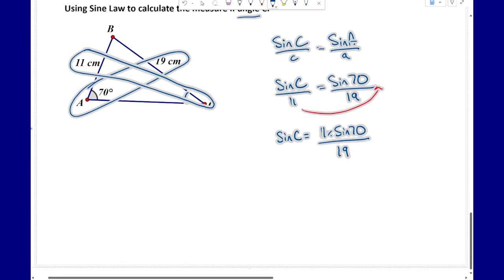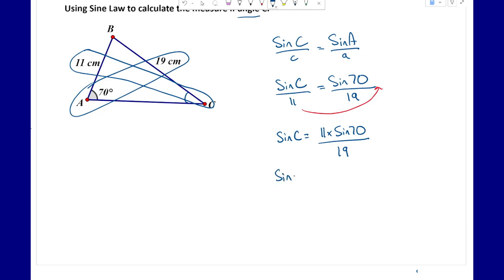Again, we can go through and do this calculation, determine what the right side works out to. So I'm just going to do this all at once. So 11 times sine 70 divided by 19 is 0.544. Now you might look at that and say, that doesn't look like an angle. That seems a little bit too small. And you'd be right. There's one last thing that we have to do when we're finding an angle.